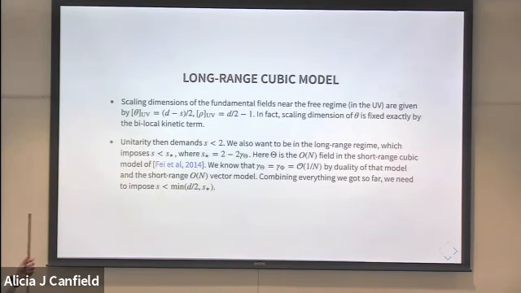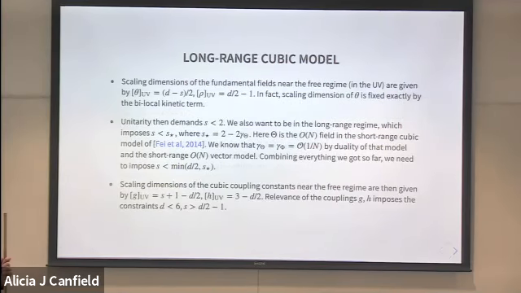you also want your theory to be unitary. So this one shouldn't drop below the unitarity bound. So S should be smaller than 2. And you also want to be in the long-range regime. So S actually should be smaller than S star, which is slightly less than 2. So now you get this bound on S.